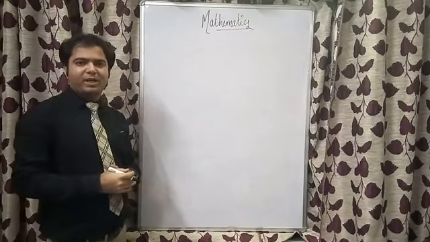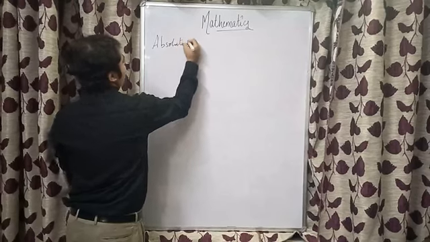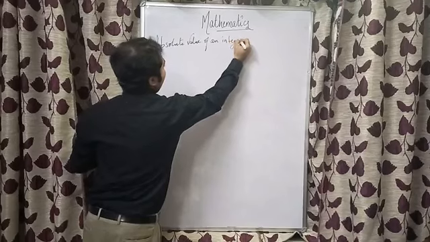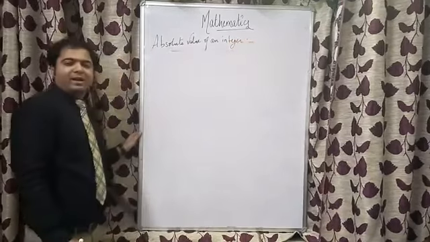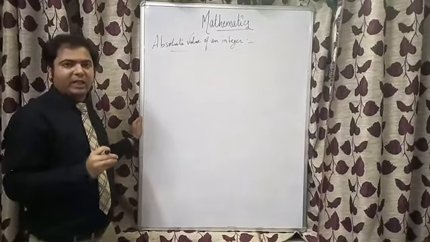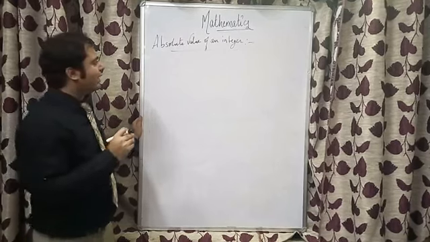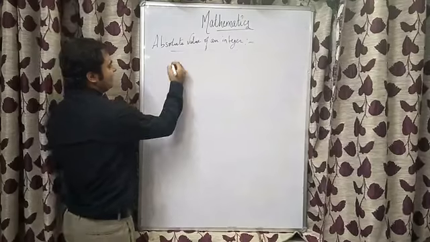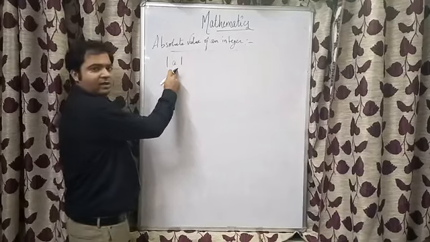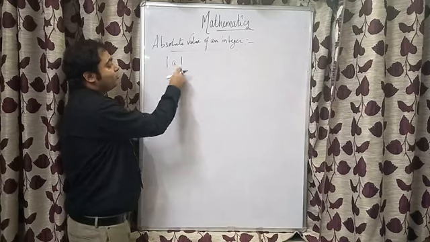The next topic that we'll be covering is absolute value of an integer. Now the question arises, what is an absolute value? Absolute value is the numerical value of the integer regardless of its sign. It is represented as, suppose the integer is a. So it will be presented by putting the integer in between two straight lines. These are not brackets, I repeat. These are two straight lines.